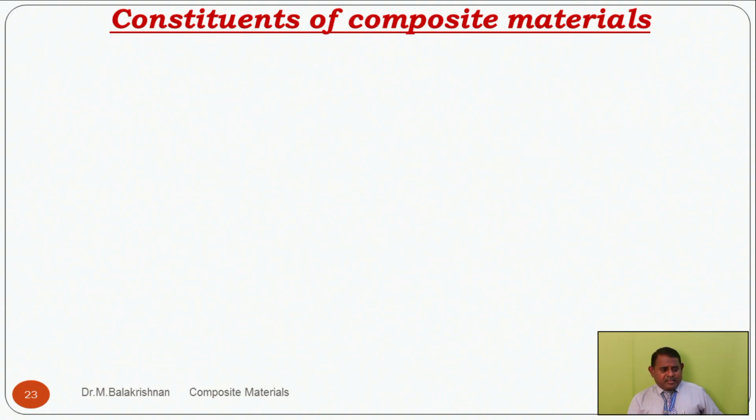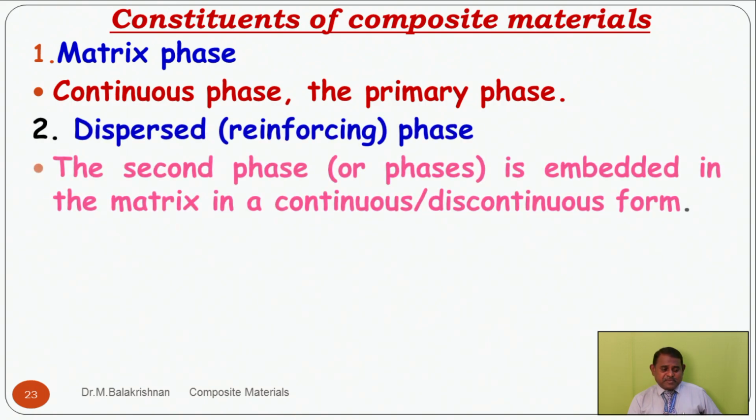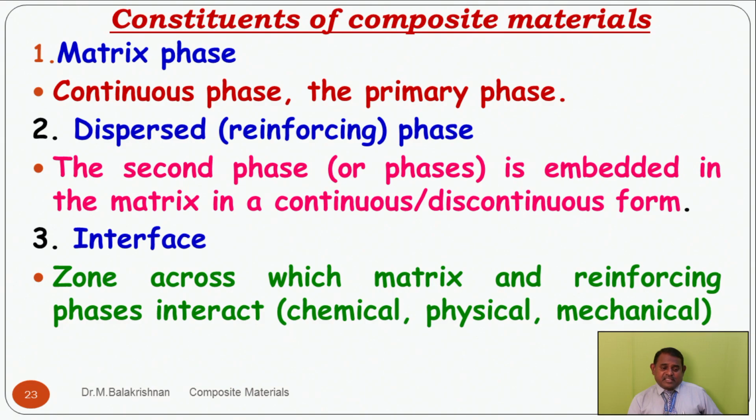Coming to the constituents of a composite material, as we discussed in the previous slides, the matrix phase is the continuous phase and it is the primary phase, and the dispersed or reinforcement phase is called the secondary phase, and it is embedded in the matrix in a continuous or discontinuous form. And the third one is the interface. It is the zone across which the matrix and reinforcement phase interact chemically, physically, and mechanically.